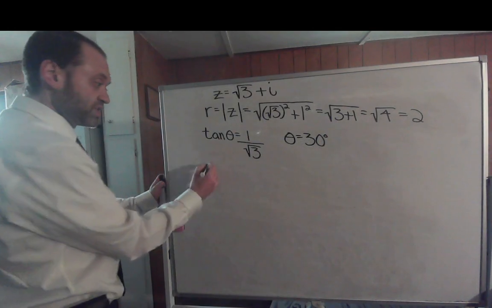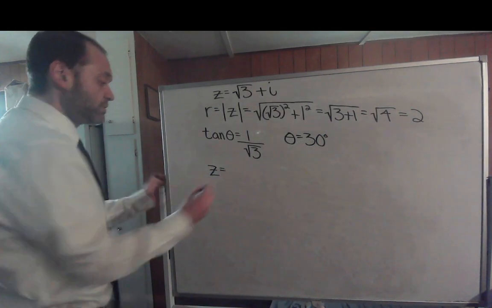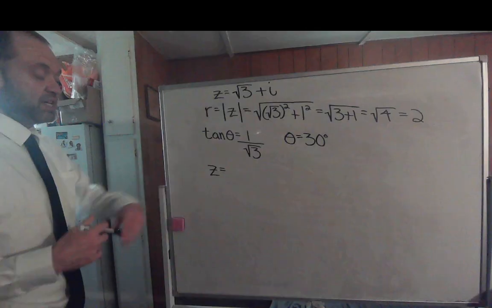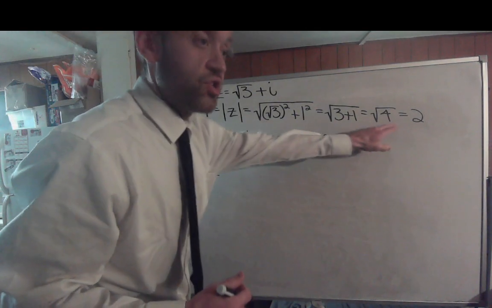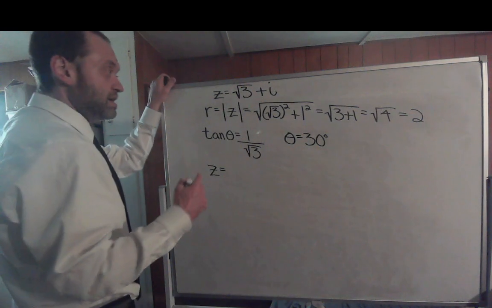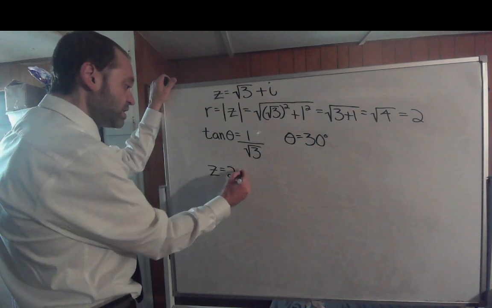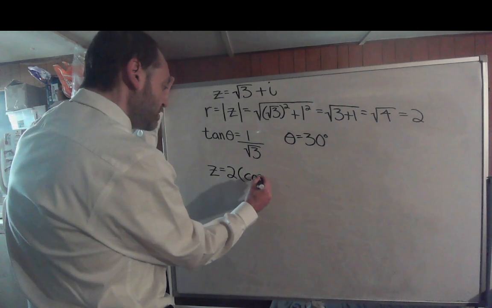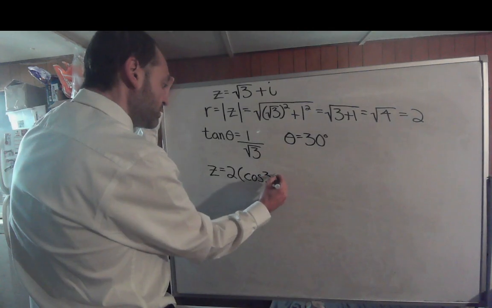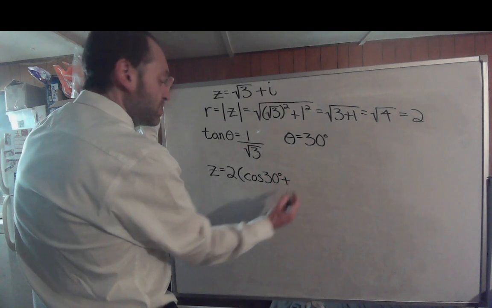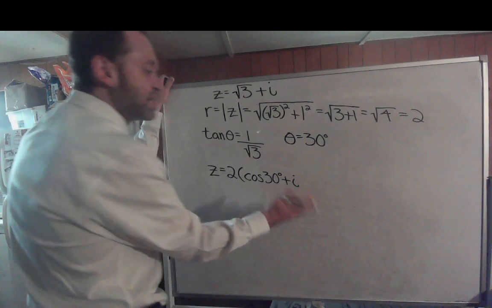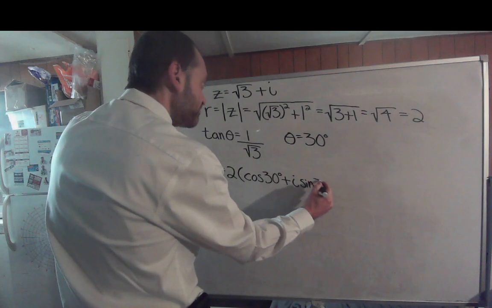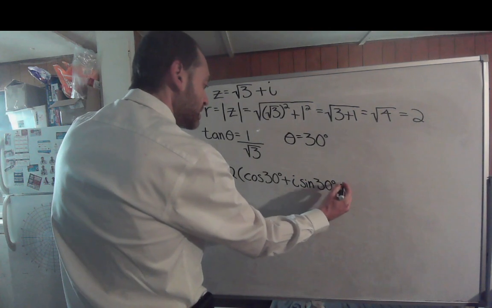Now we're ready to proceed to writing this number in complex form. So you're going to have your complex number Z equals that R value, which is your absolute value of the complex number. That'd be 2 times the quantity of the cosine of theta, which is 30 degrees. And actually, let's do plus I times the sine of 30 degrees. It might be best to write it this way.